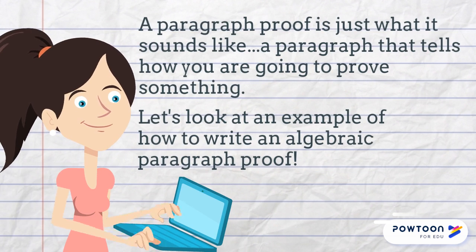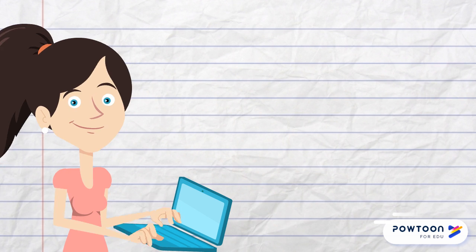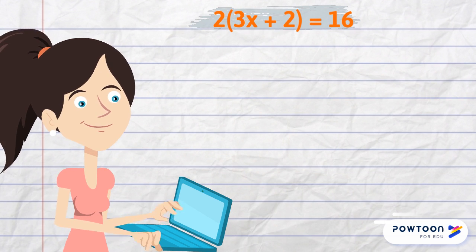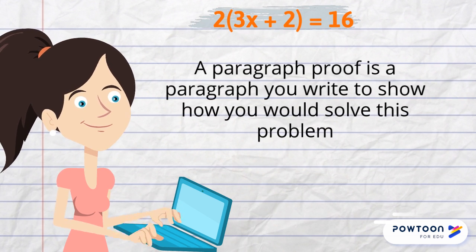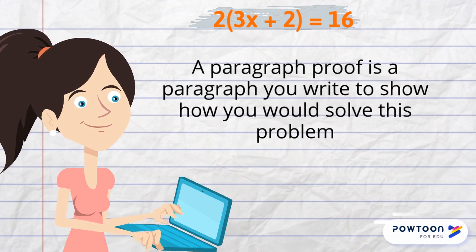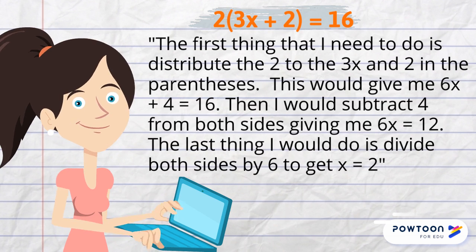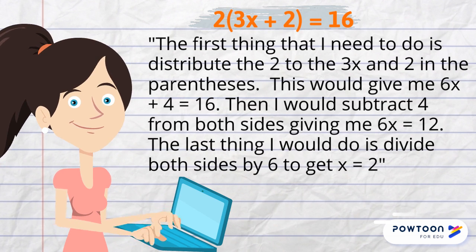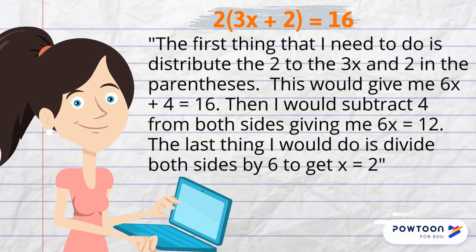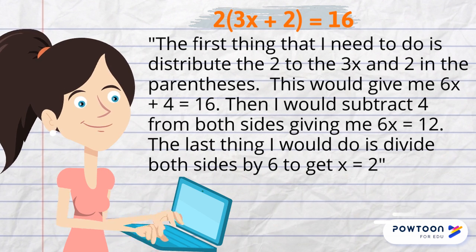Let's look at an example. Here you can see the equation that we're going to solve. If I were to write the solution out in paragraph form, first I would talk about distributing the 2, then combining like terms to simplify the expression, and last I would divide 12 by 6 to get x by itself.